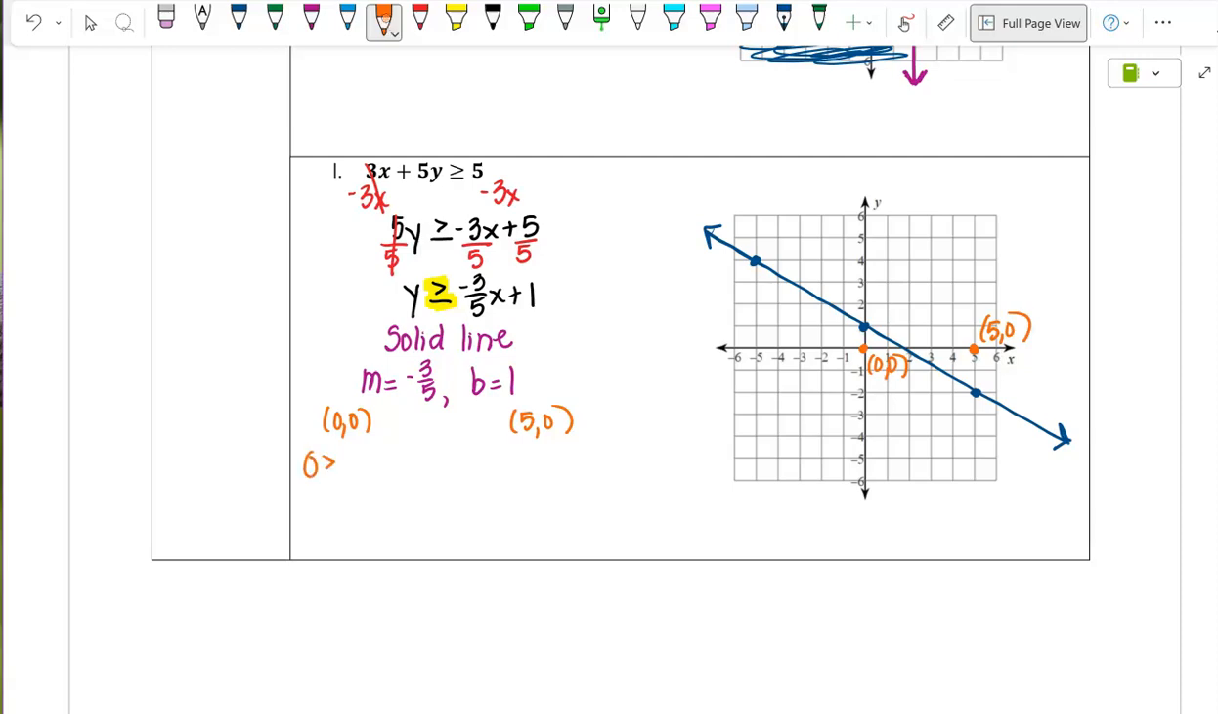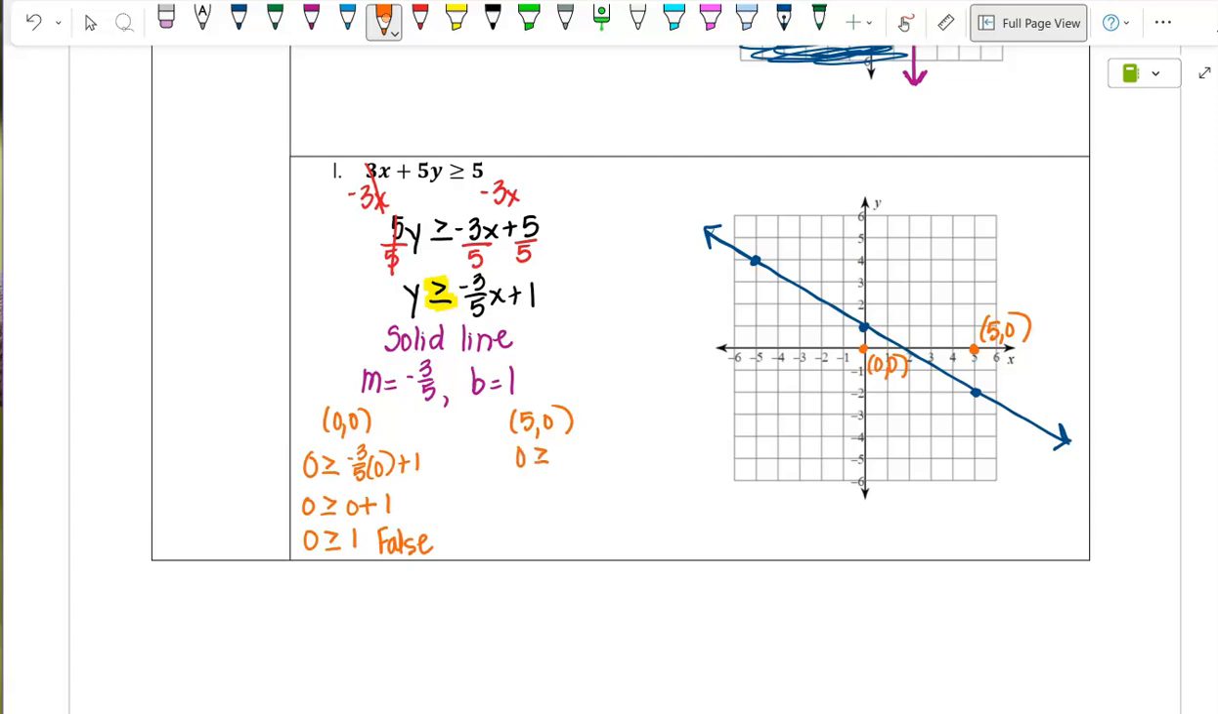So 0 is greater than or equal to negative 3/5 times 0 plus 1. 0 is greater than or equal to 0. Oops, that's supposed to be plus 1. Plus 1, so 0 is greater than or equal to 1. That is a false statement. 0 is not greater than or equal to 1. So I'm expecting 5, 0 to give me a true statement.